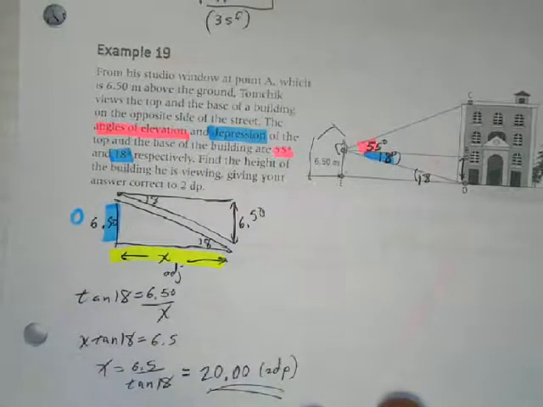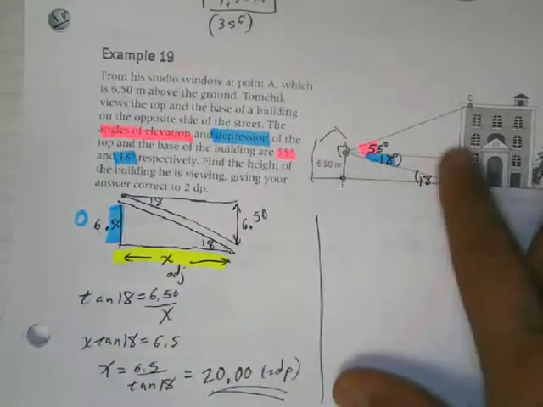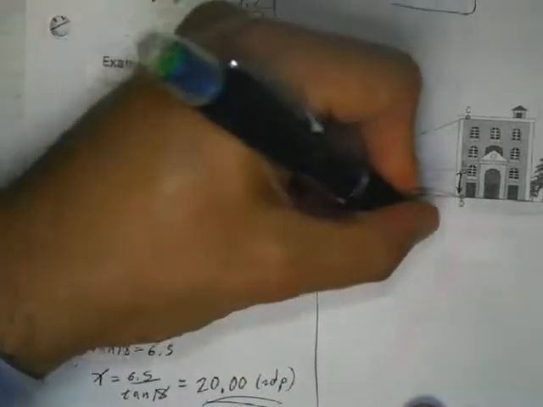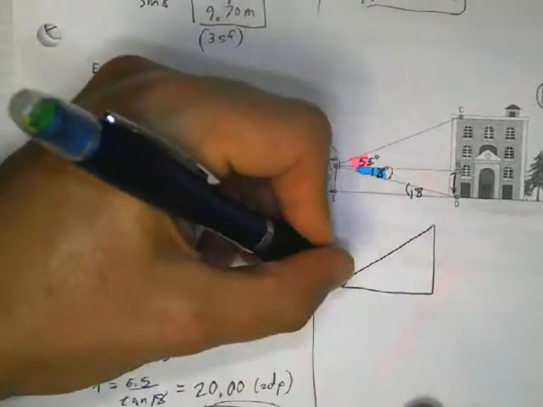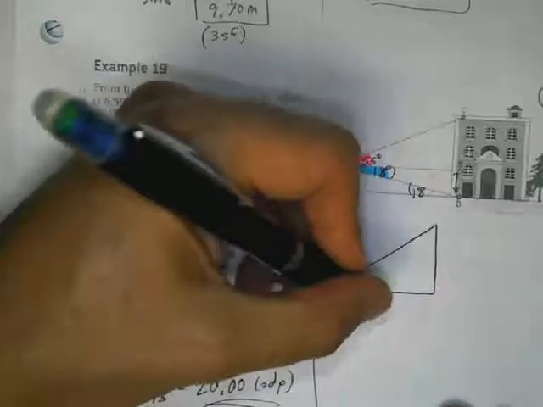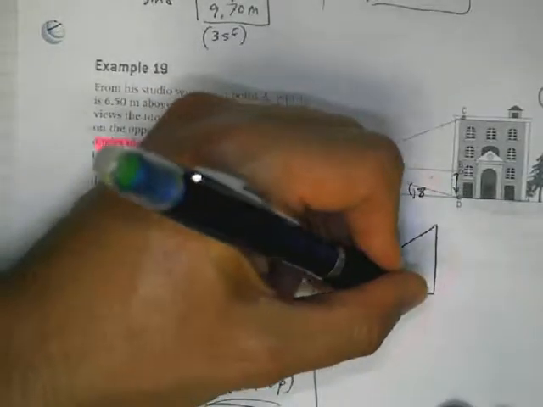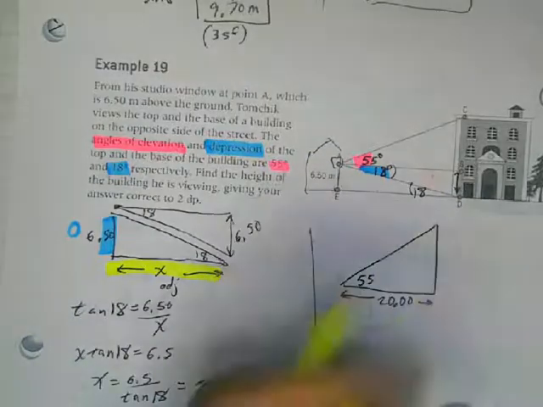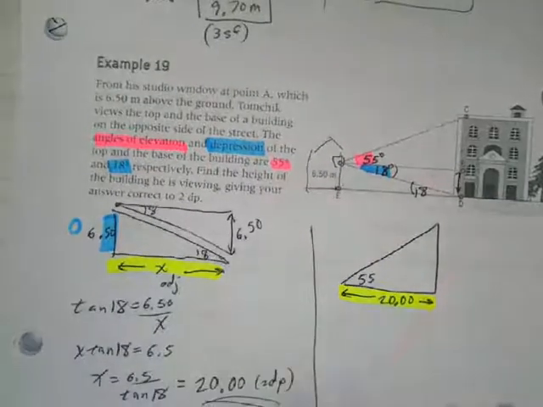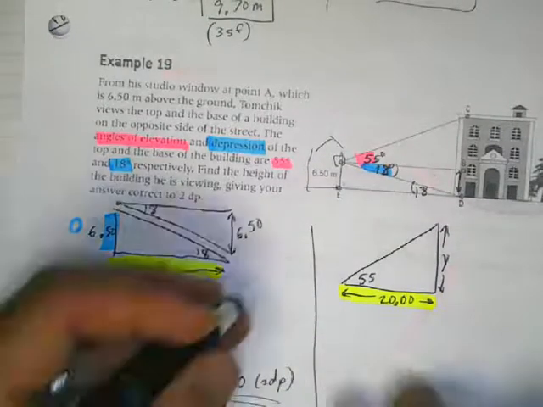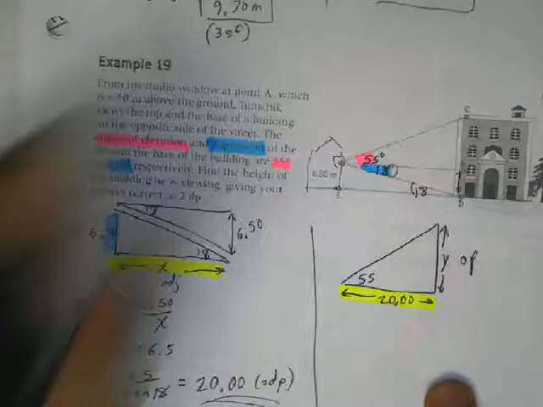Now we need to find the height of the other triangle here. The reason I found this distance is for the other triangle. We know the angle of elevation is 55, and now we know this distance here is 20.00. That was this yellow side here. We're trying to find the height of the building, so I'm going to call this y. This is also opposite of the angle that we know.